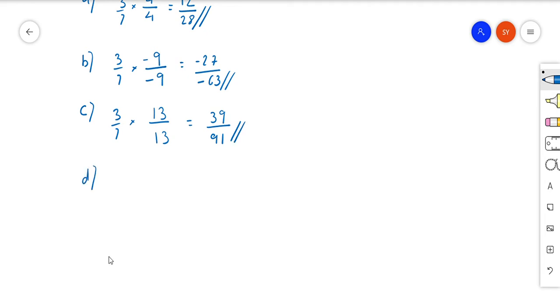They want the denominator to be minus 63. So 3 by 7 multiplied by what will give us a denominator of minus 63? We know minus 9. So this one will also be multiplied by 9 and hence this will be 27. Alright, so this is the second exercise.